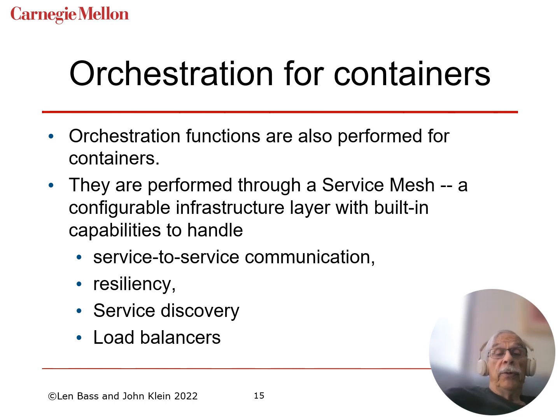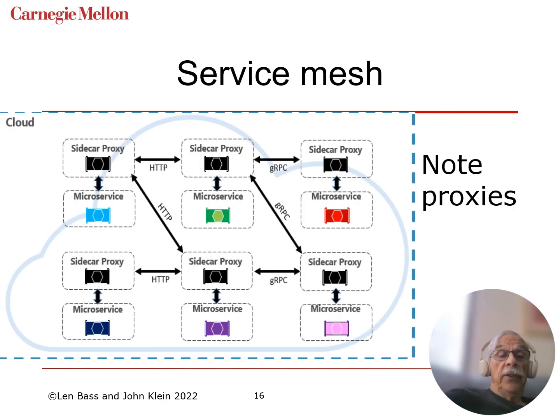And they're performed through a service mesh. That's an infrastructure layer, and it has built-in capabilities to handle communication, resiliency. Resiliency means what happens if it fails, service discovery, and load balancers. Again, replicating the functions in the cloud. And so if you look at a service mesh, then what you have are containers, and they're headed by proxies. So all of the things have a proxy.